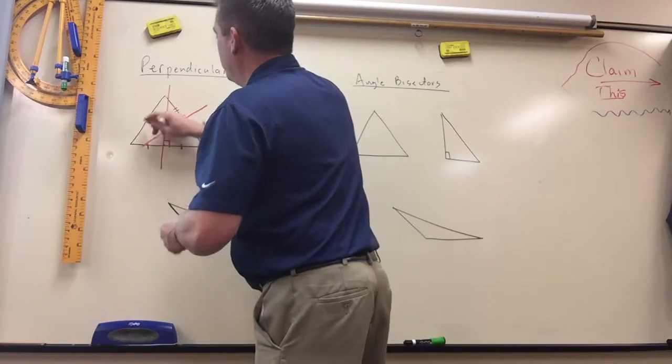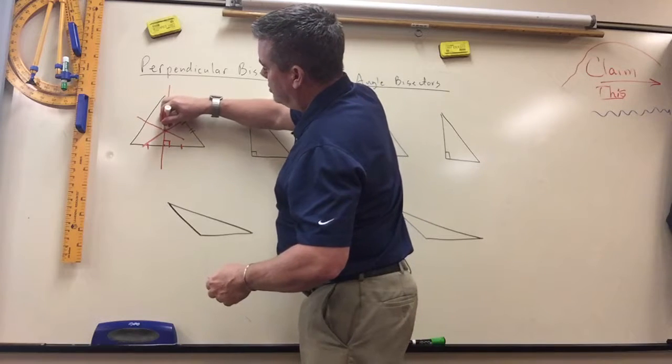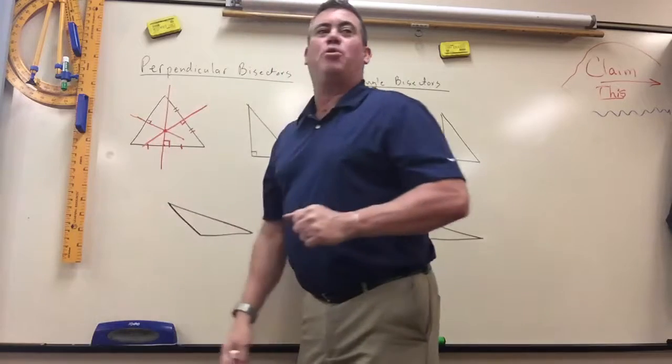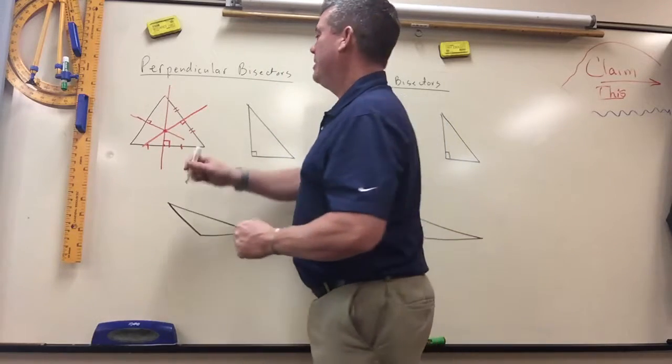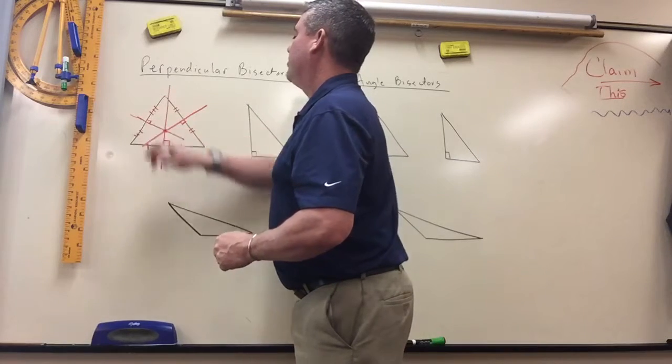is when you draw the third one, all three lines will intersect at a certain point. What's that point called? It's called the point of concurrency. And it actually does have a name to it. Okay?